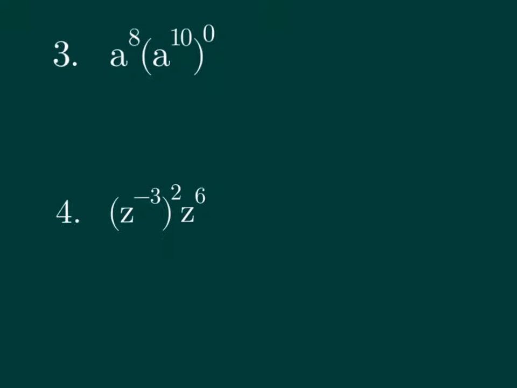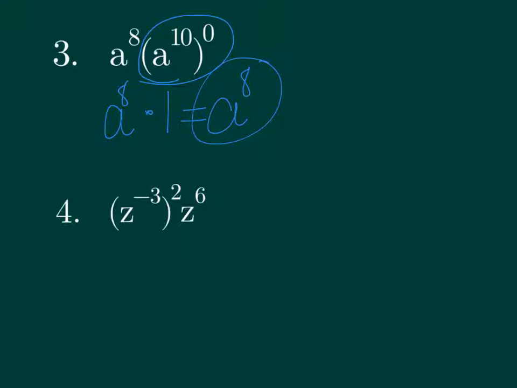All right, now we have this first a that doesn't have an outside exponent. So we're going to ignore it, because this a to the 10th has an outside exponent. So we're going to take care of a to the 10th to the 0. Now you guys know anything to the 0 power is 1. And I'm going to bring down my a to the 8th. So a to the 8th times 1 is a to the 8th. That's my answer.